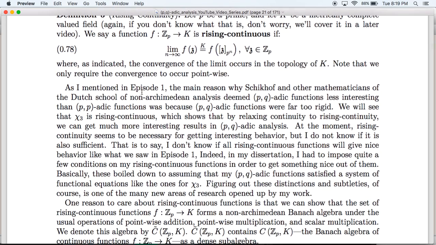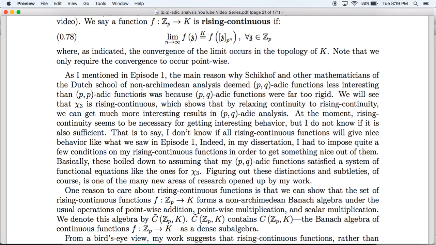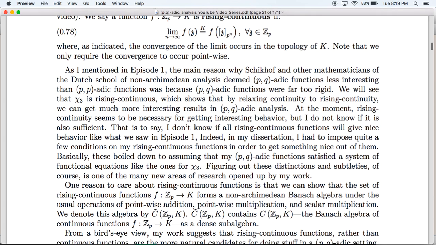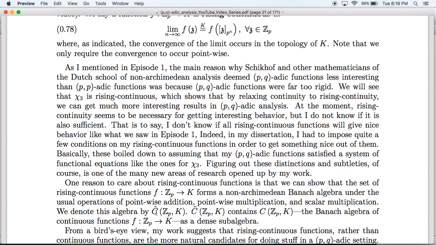So on that note, one reason to care about rising continuous functions is that we can show that the set of rising continuous functions from Zp to K forms a non-Archimedean Banach algebra under the usual operations of pointwise addition, pointwise multiplication, and scalar multiplication. We denote this algebra by C twiddle of Zp,K. This is the algebra, again, of rising continuous functions.